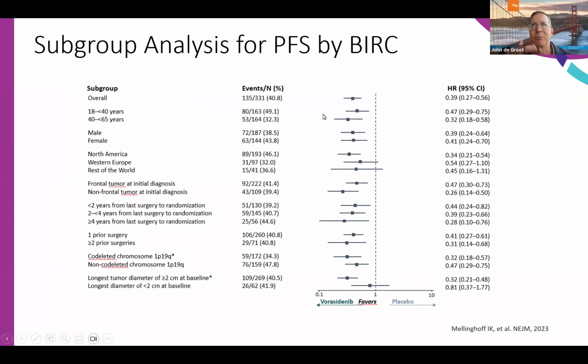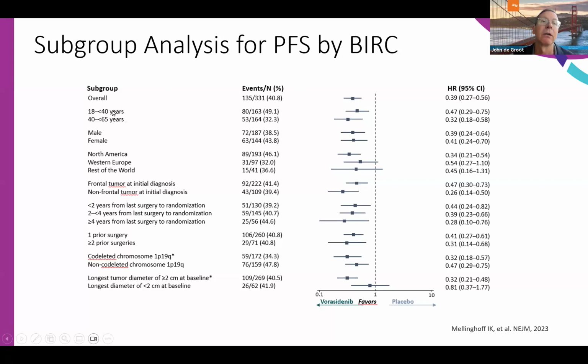Now, this is also a little bit confusing. I'll just try and explain it really at a very basic level. This is looking at different subgroups of patients: number of prior surgeries, age, sex, all of those different things. And this dotted line that you see here comes down to 1. Anything to the left of that demonstrates that Vorasidenib was better than placebo. And so you can see all of these squares and lines were on the left side of 1, suggesting that Vorasidenib was better than placebo.